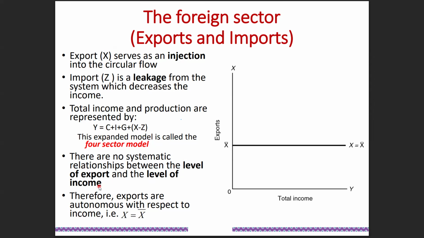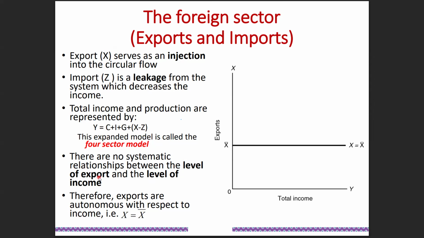Because remember, we're basically studying, let me just say, South Africa. So we're looking at South Africa. So export does not affect the income of the citizens, but it affects the income of people that are in the US. So for us here, export does not have any relation with income. It is independent of income. Do you guys understand that? Yeah, I hope you guys do.